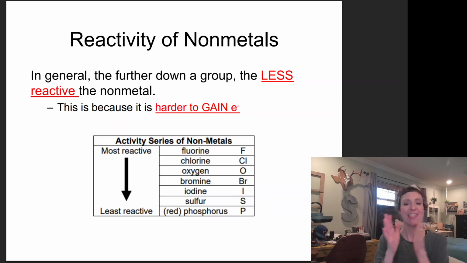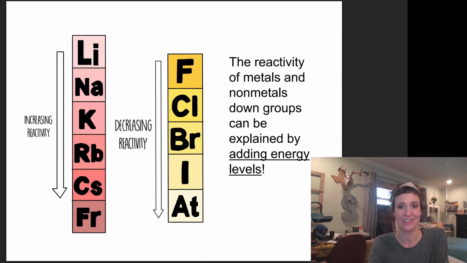So my metals, they lose. It's easier to do that when you go down a group. My nonmetals who gain, it's easier to do that up at the top of the group. So they show the opposite trend in terms of reactivity. The reactivity of metals and nonmetals can be explained by, remember my Y for all of my periodic trends going down a group? Those adding energy levels, which is really exciting.